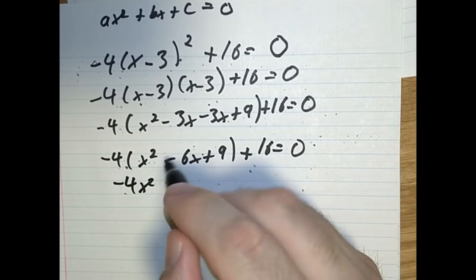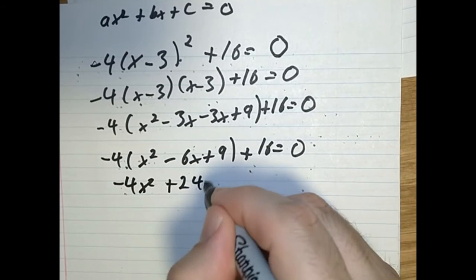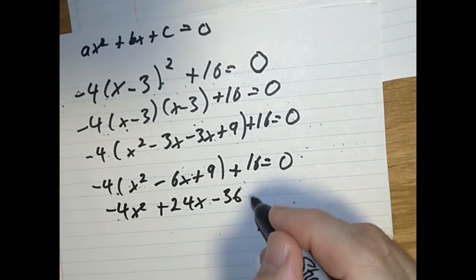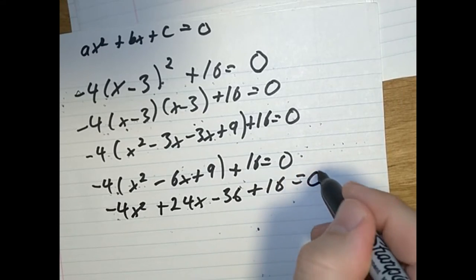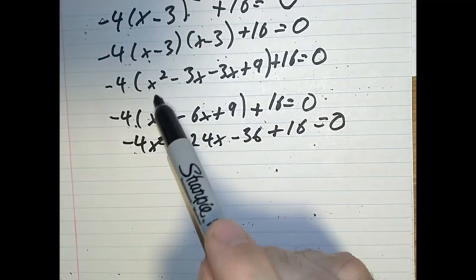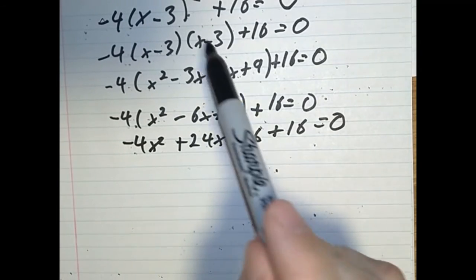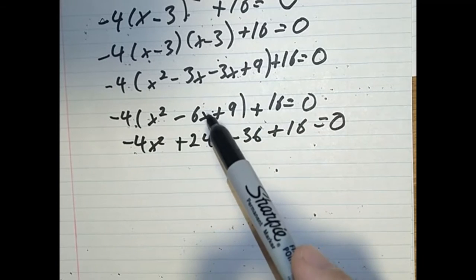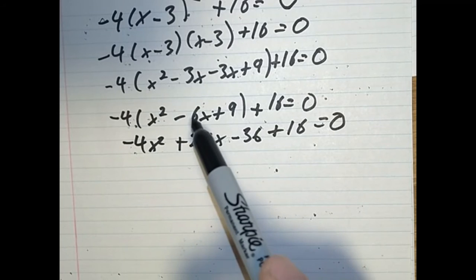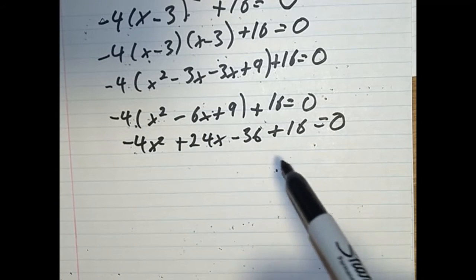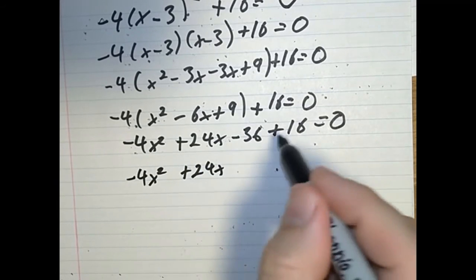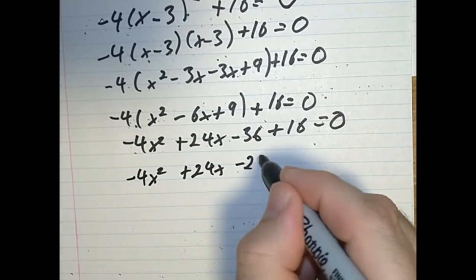4 times 6 is 24, and 9 is negative 36, plus 16 equals 0. So first I wrote it twice, and then I did x times that is x squared, x times that is 3x, that times that 3x, and x times negative x is 9. Collected like terms, multiply everything by minus 4, so minus 4. 4 times 6 is 24, 36. And then at the end here I got plus 24x, and I collect these two, which is minus 20, equals 0.